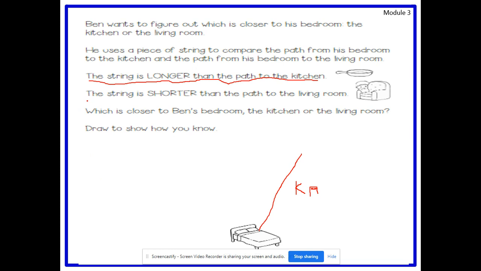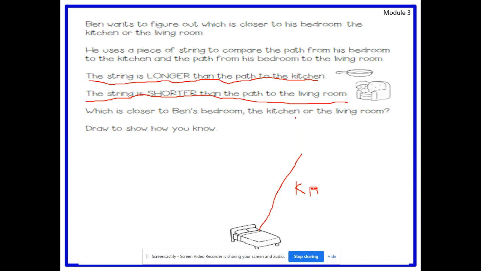Now, next key point says, read the second clue and label on the map, on the path. It says the string is shorter than the path to the living room. So now, the string is shorter. So we have to pass the string to show where the living room is at, because it says that the string is shorter than where the living room is at.